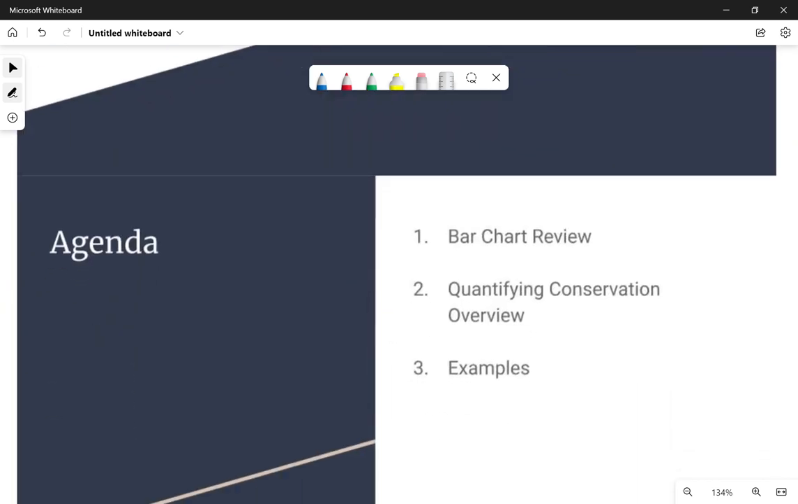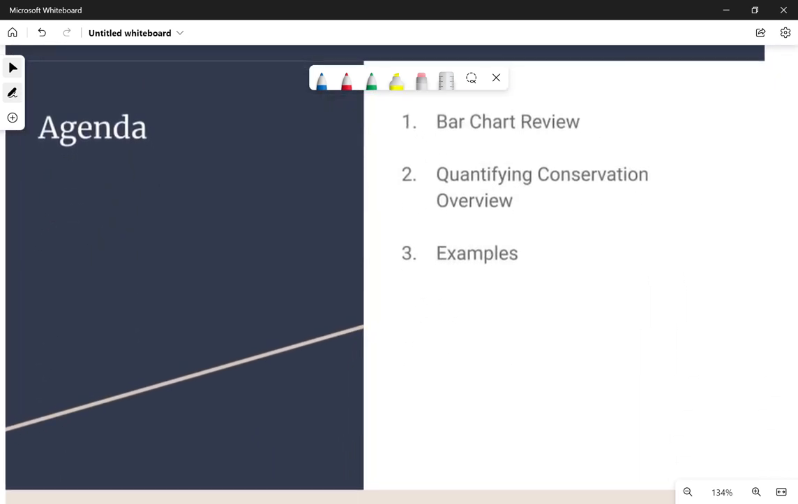So in this video, I'm going to talk about energy bar charts just a little bit. We've already covered that pretty thoroughly, but we'll talk about it just a bit. Then we'll talk about how to quantify energy conservation by using those bar charts and applying math to it, and then we'll do some examples.